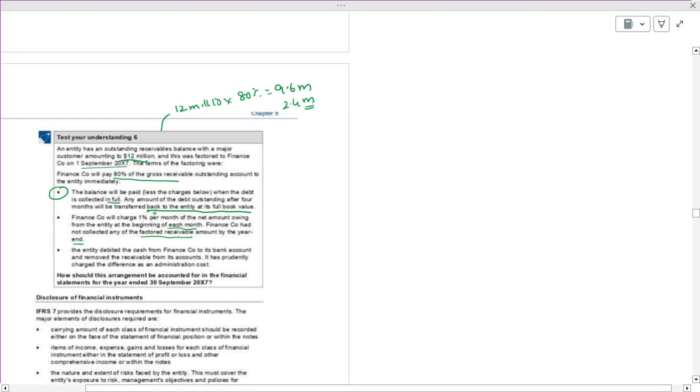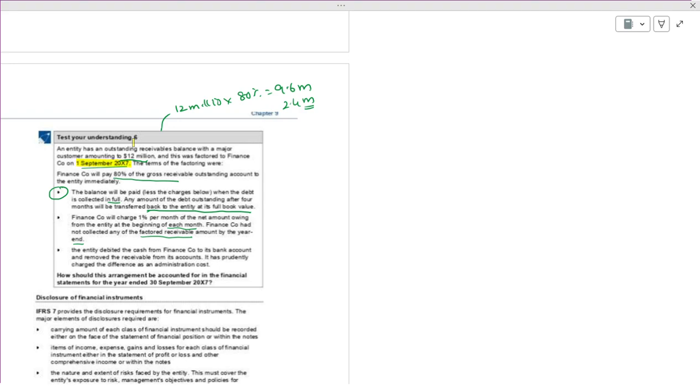Is that what they say? They are saying that they are going to collect 1% as a finance charge per month. How much is there? It will be 1% of 9.6 million. Is that on September 1st? Keep it in mind. The date is 1st September 2007.